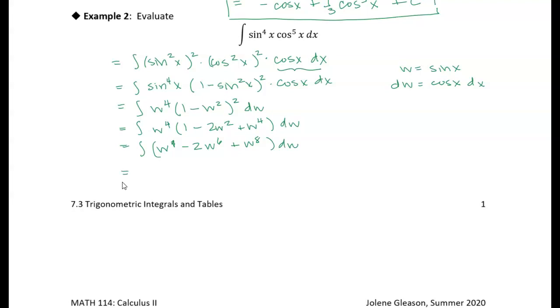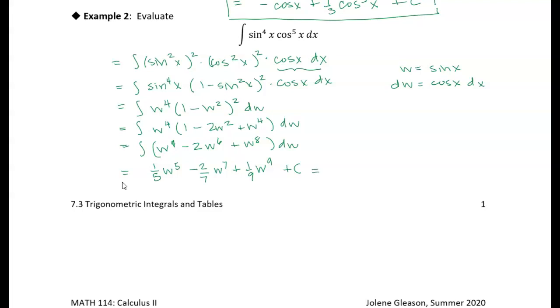All right, so I'm going to end up with 1/5 w to the fifth. And then I have the minus 2 times a seventh, so that'll be 2/7 w to the seventh. And then I'm going to have 1/9 w to the ninth plus c. And now I just need to go back and put the sine of x in, right? I have to replace w.